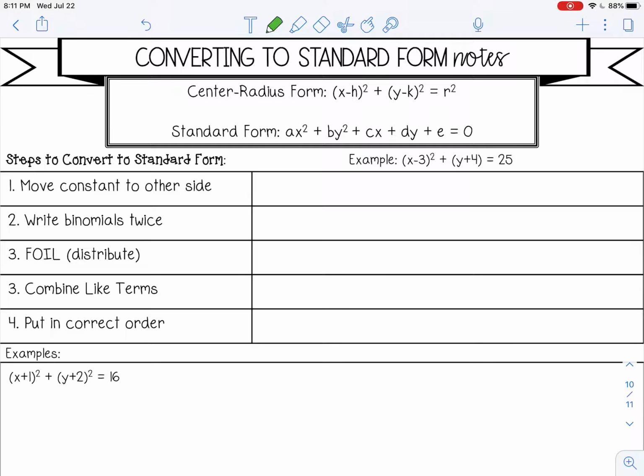Welcome to this lesson on converting to standard form. In this video, I'll show you how to convert from center radius form to standard form, or long form. All right, so let's go ahead and get started.